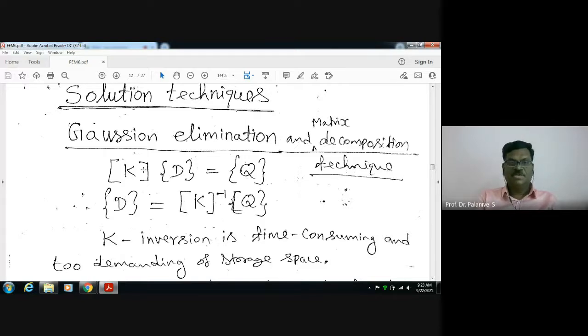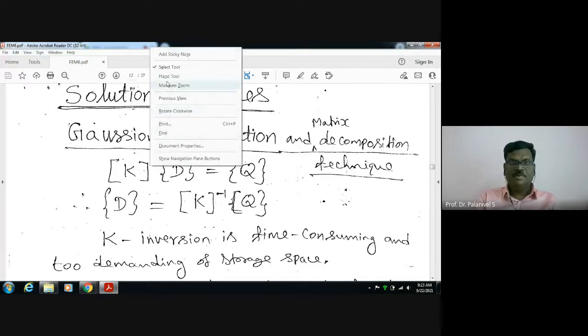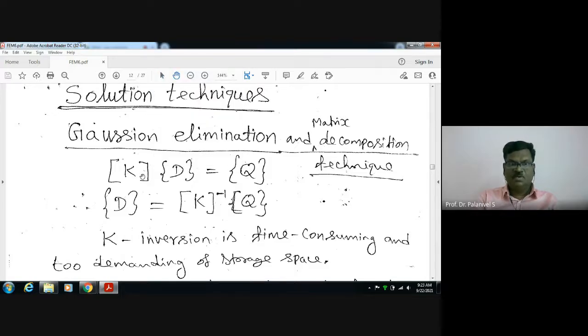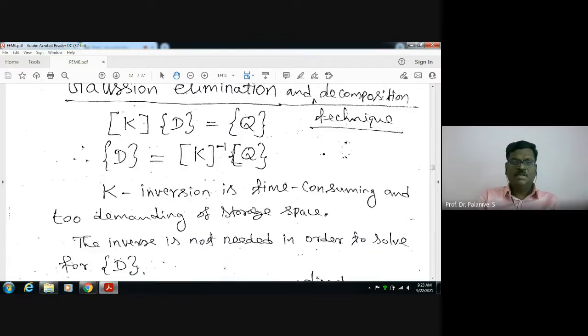We know the equilibrium equation is written in matrix form: K into D, global stiffness matrix into nodal degrees of freedom vector, is equal to nodal force vector. Therefore, to determine the unknown nodal degrees of freedom, D is equal to K inverse into Q vector. K inversion is time consuming and too demanding of storage space. Why? I told you more than 95%, even 99%, of the coefficients are zero. If you try to determine the inverse for it, most of the zero coefficients will become non-zero coefficients.